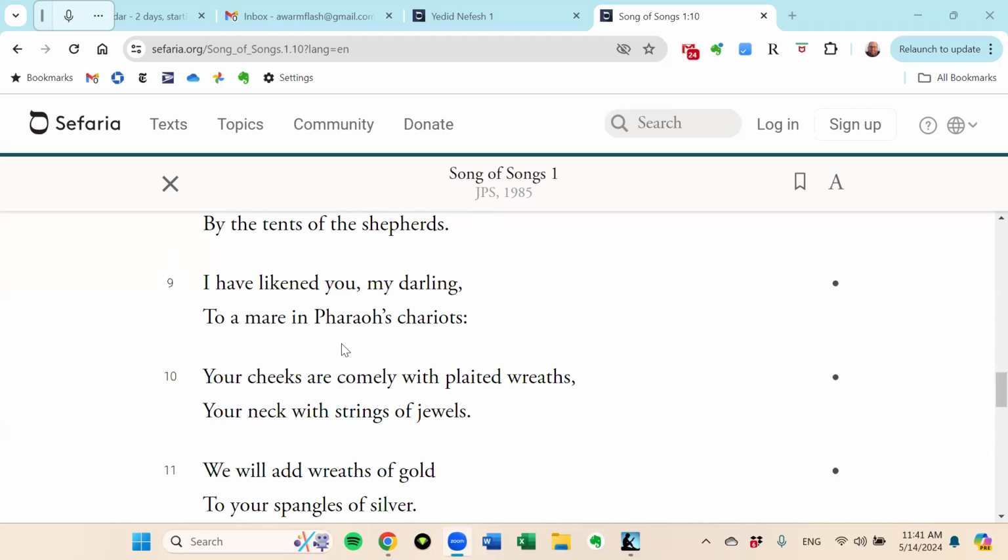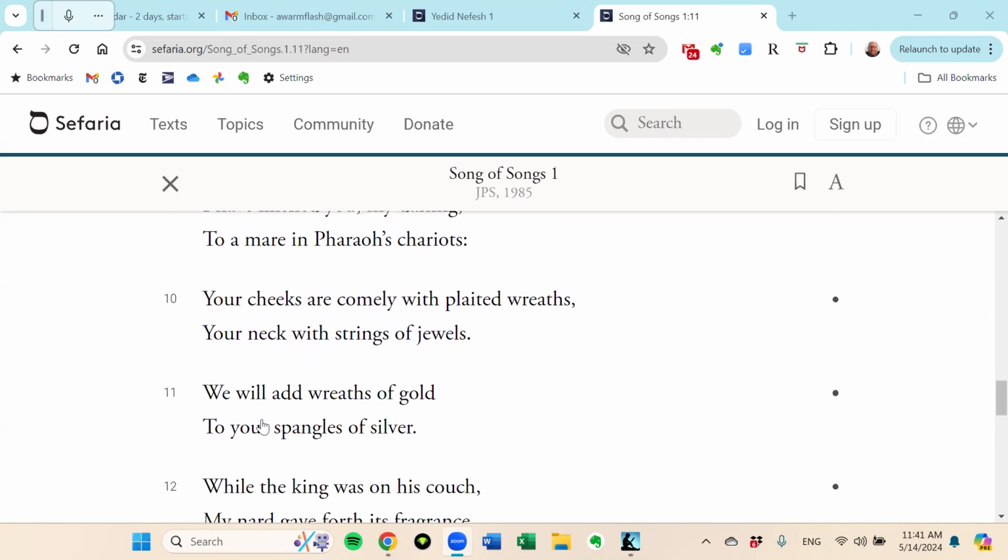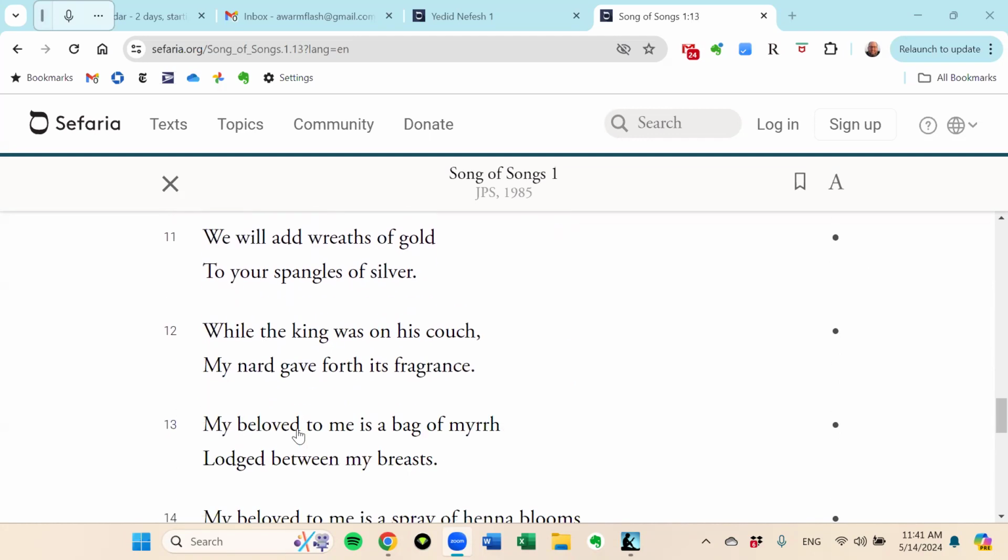But this is a way that animals were adorned, particularly royal animals. So a mare among Pharaoh's chariots, right, a very fine horse, a beautiful horse. I don't know, but we're going to see, it just means you're exceptional. And your cheeks are comely, your neck with strings of jewels, and we will add wreaths of gold to your spangles of silver.